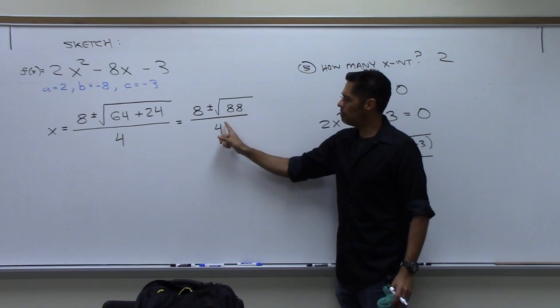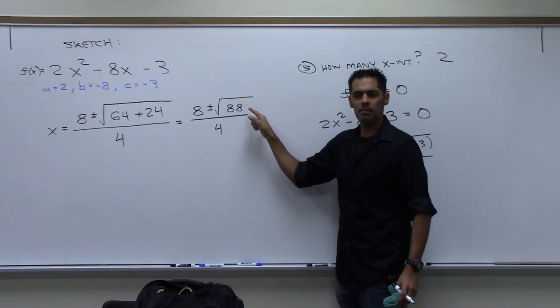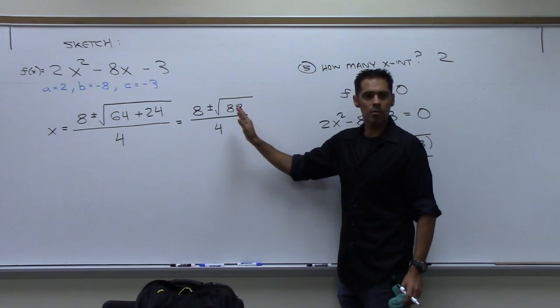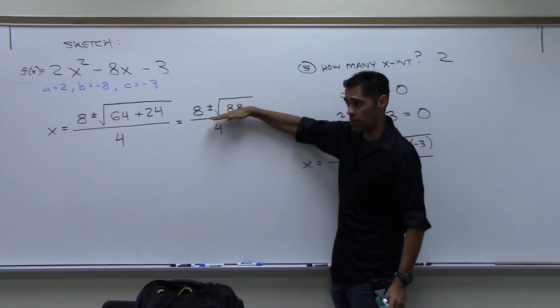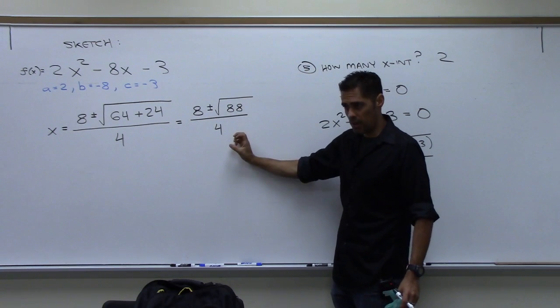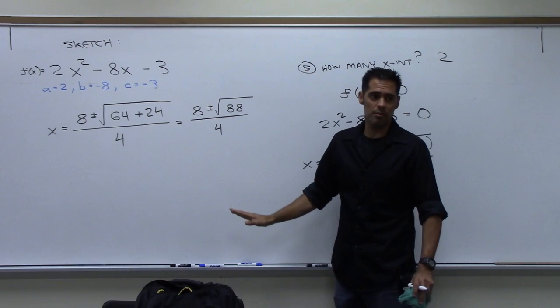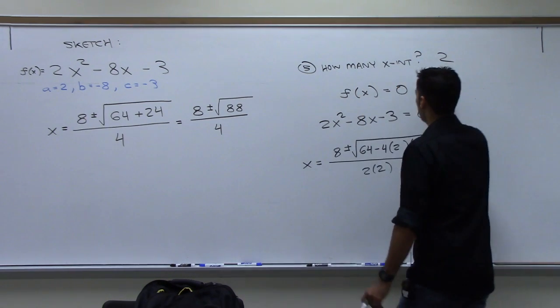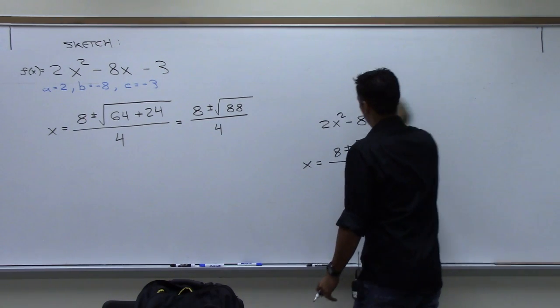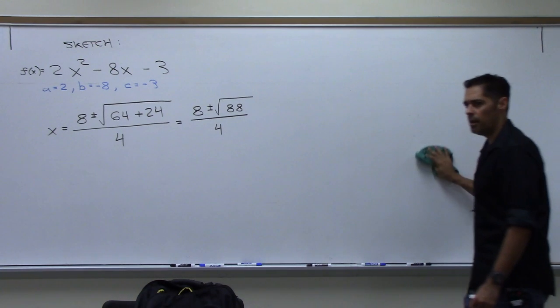Hey, doesn't 4 go into 88 and 4 goes into 8? Am I allowed to just take the 4 and do that? No. Remember the rule. You have to do everything up here first, then you can come in with the 4. You cannot do this 4 into that 8. You cannot do that. All right? Do y'all understand why you can't do that?